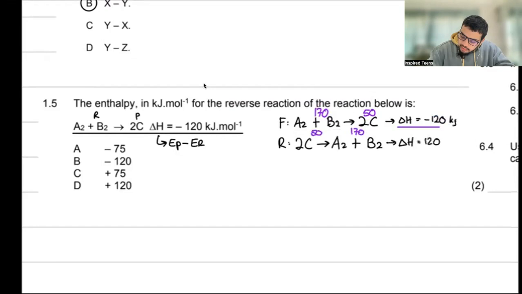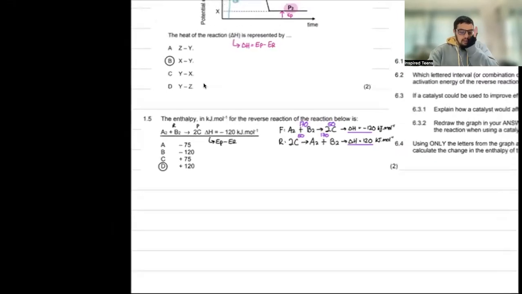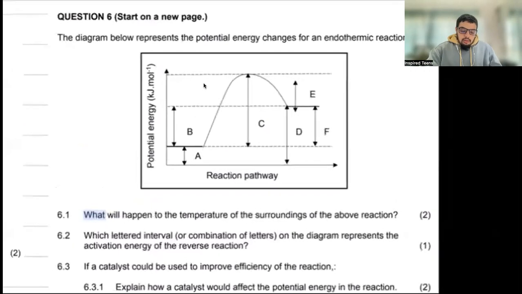Okay, I'm going to put this kilojoules per mole. Kilojoules per mole. Okay, so essentially the reverse reaction gives you the negative version of what you currently have. And in this case, it's positive 120. The negative version of negative 120 is positive 120. Okay, so just keep that in mind. Let's go through the next question.